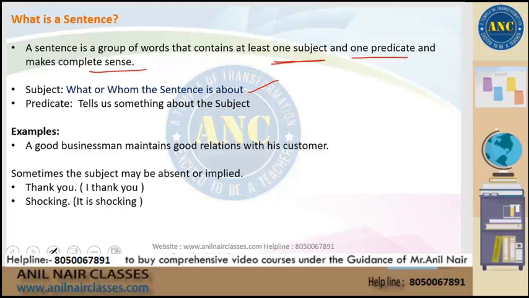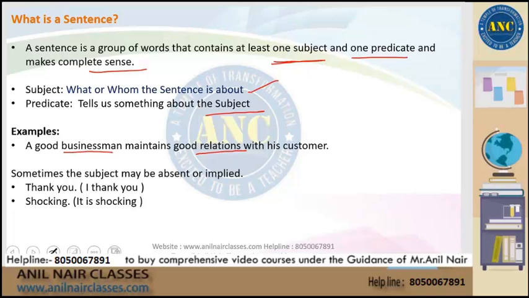While the predicate talks about the subject, it gives us more information about the subject in the sentence. For example, a good businessman maintains good relations with his customer. So who is the subject in the sentence? Businessman is the subject. And what is the predicate talking about? It's giving more information about the businessman, saying that he maintains good relations with his customer. This is a sentence. It contains a subject as well as a predicate.